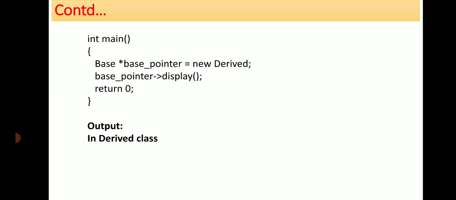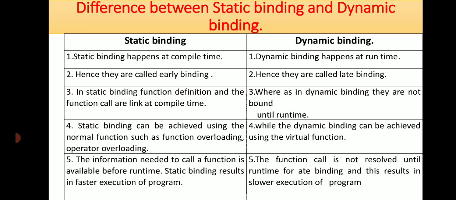Whenever we create a pointer to the base class and access the method through this pointer, it will not call the method of the base class. Instead it will call the method of the subclass or derived class. Because of the virtual keyword, it will not call the method of the base class; it will call the method of the derived class.